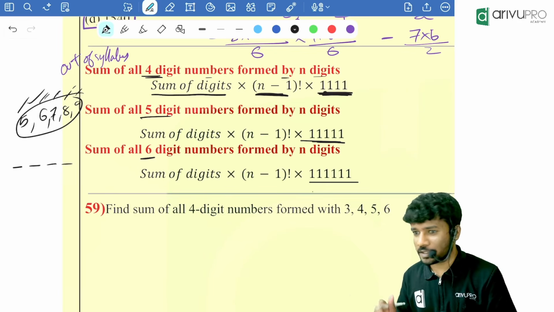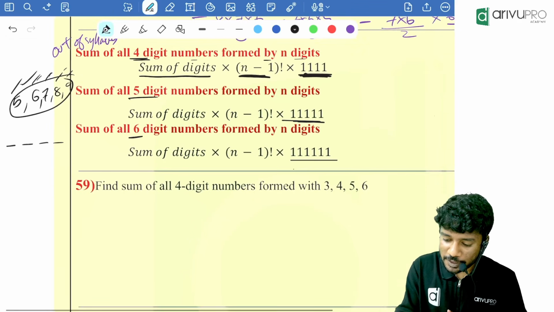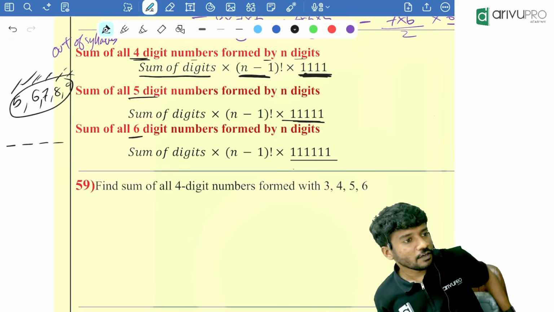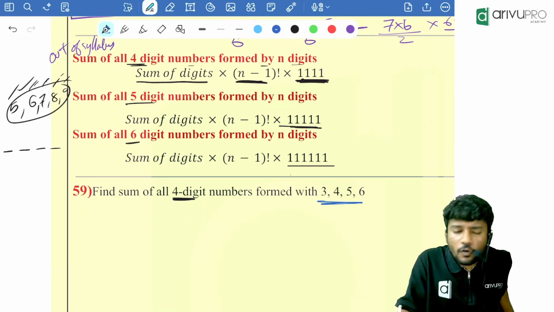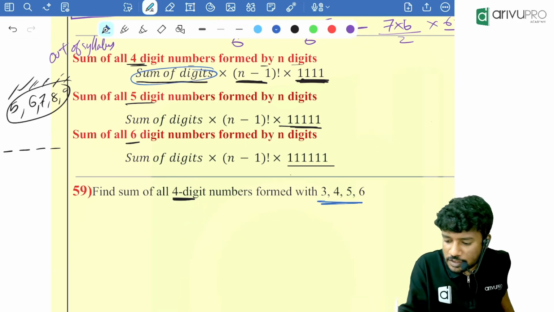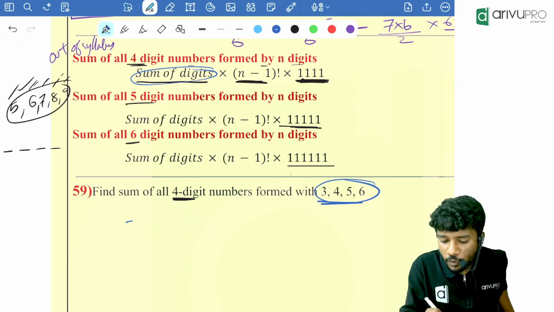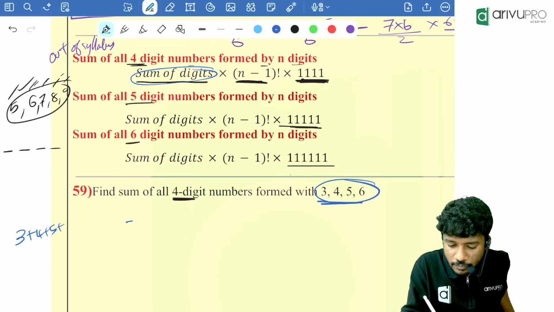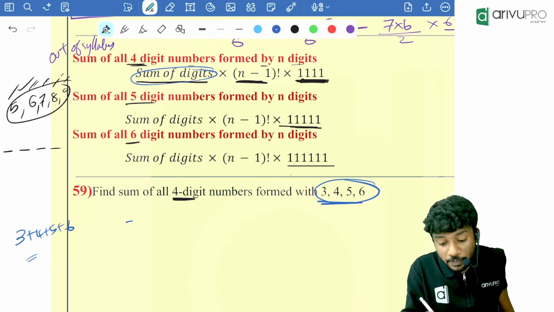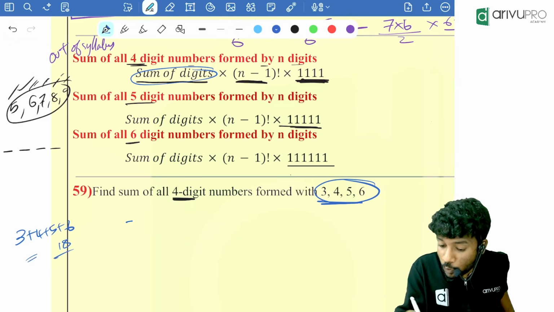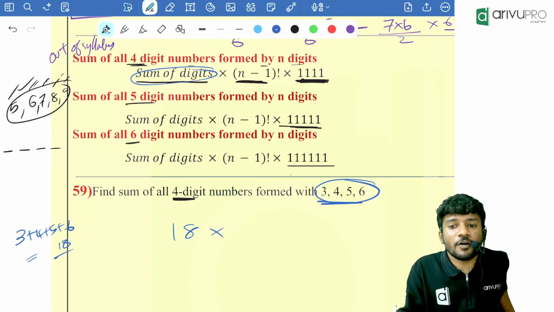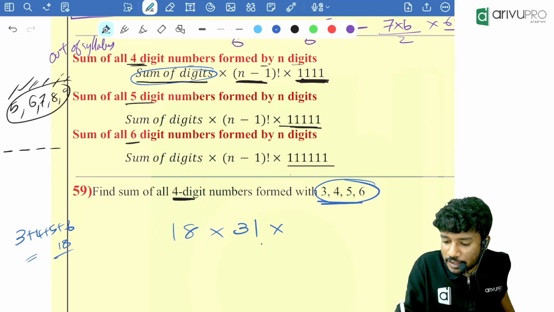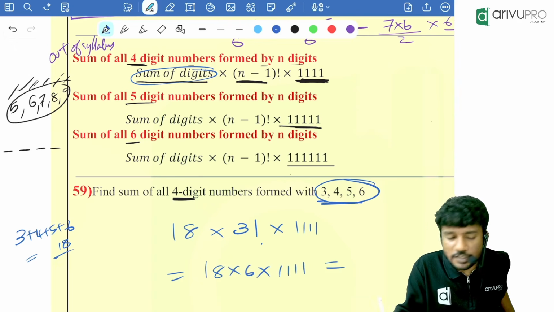Not at all important. But what if they ask a question? With respect to this, please try to get me the answer for this. Find the sum of all 4-digit numbers formed from 3, 4, 5, 6. Sum of all the digits: 3 plus 4 plus 5 plus 6 is how much? 18. So, you will write it as 18 into (n minus 1), that means 4 digits are there, 4 minus 1 is 3. 3 factorial into 1111. 18 into 6 into 1111. How much is the answer?